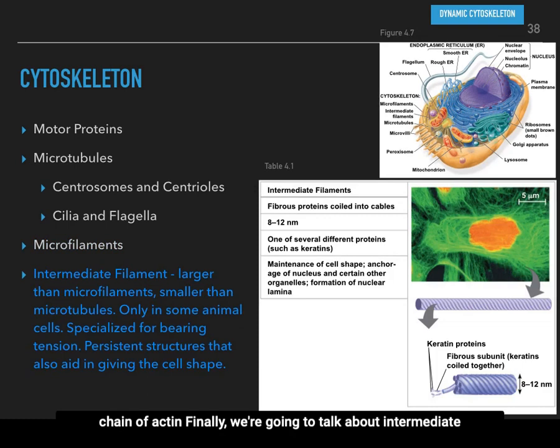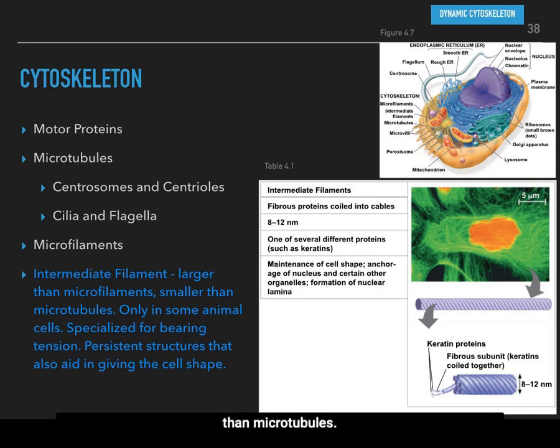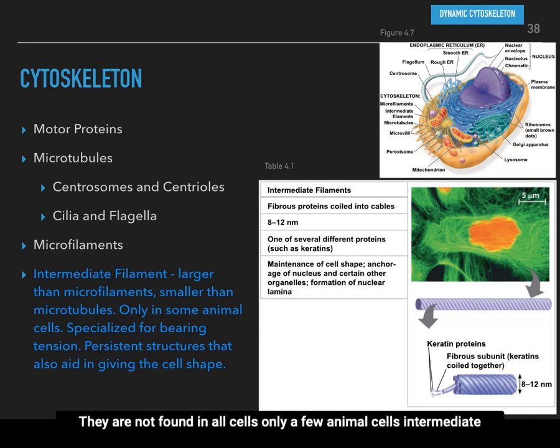Finally, we're going to talk about intermediate filaments. These are larger than microfilaments, but smaller than microtubules. They are not found in all cells, only a few animal cells. Intermediate filaments are specialized for bearing tension and aid in giving the cell shape.